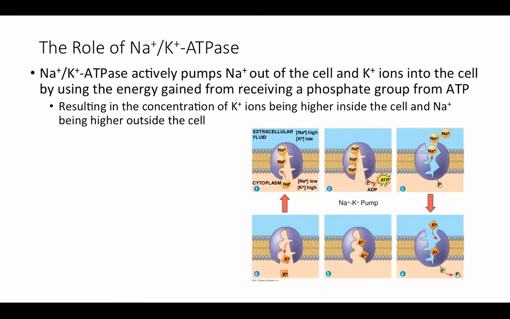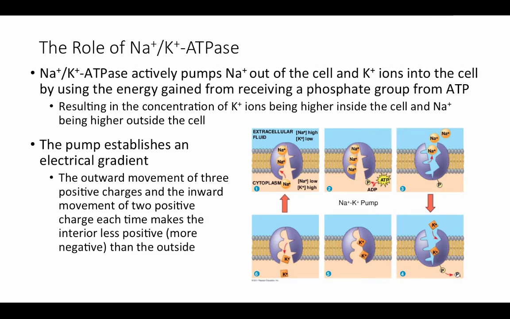For every turn of the cycle, we bring 3 sodium ions out of the cell and 2 potassium ions into the cell. And remember that this both creates a concentration gradient of sodium and potassium. It also creates a voltage gradient because we're removing more positive charges from the cell than we're bringing back in. We're removing 3 positive charges to the outside of the cell for every 2 positive charges we bring back in each cycle. So the pump establishes an electrical gradient as well as a concentration gradient.